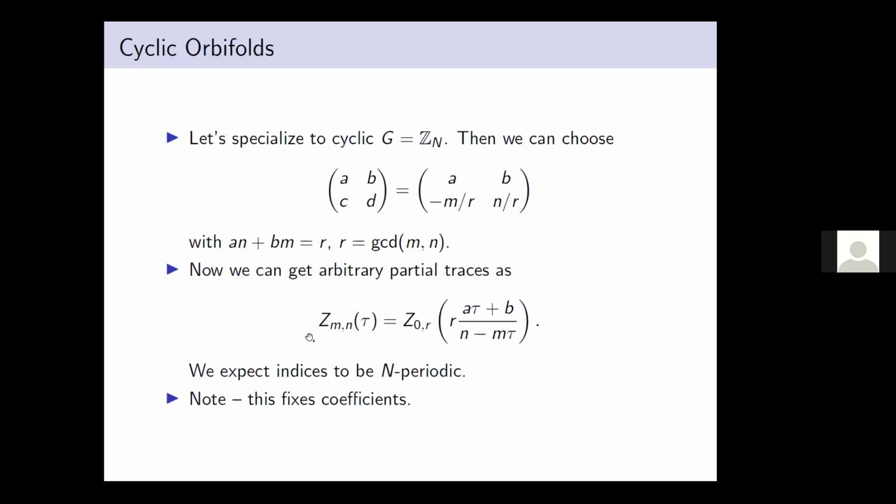And the expectation here is that if we do something like this, then these indexes, M and N, should be N periodic if our group is Zn. Also, a construction like this is going to fix all of the coefficients in front of these partial traces. What I mean by that is, we have this condition that the vacuum state in the orbifold should have unit normalization. And so this fixes the coefficient in front of the untwisted sector partial traces, because we're going to normalize by 1 over the order of the group, which in this case is n. And because the other twisted partial traces are obtained simply by making modular transformations, that's going to fix their coefficients too.